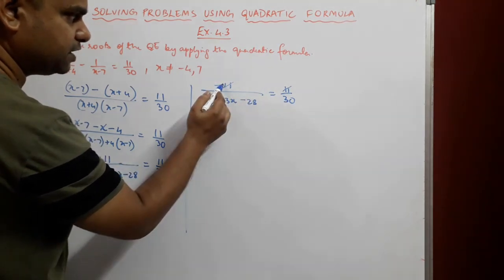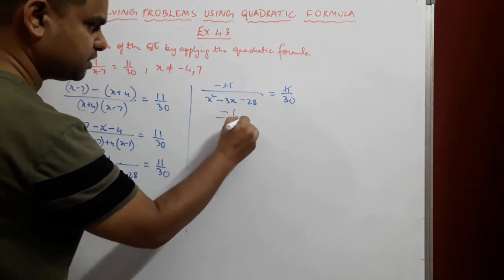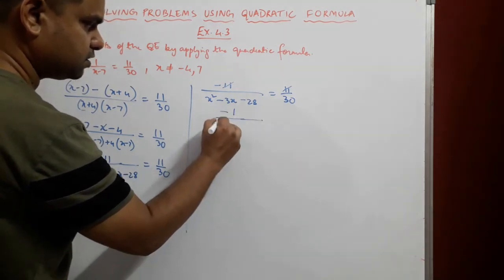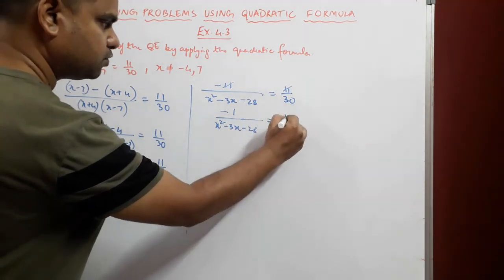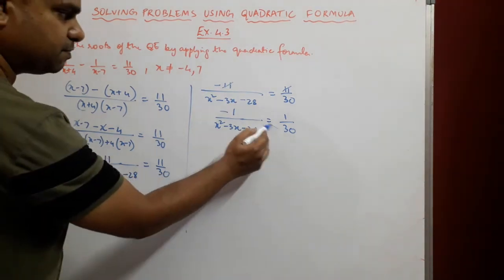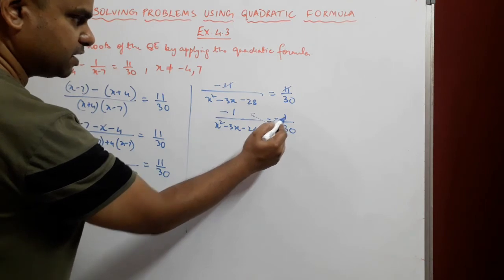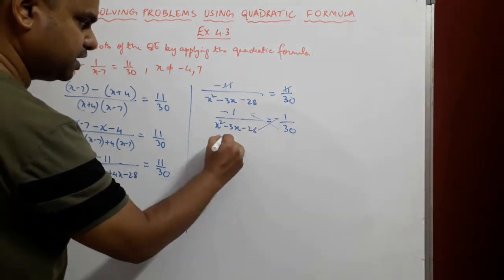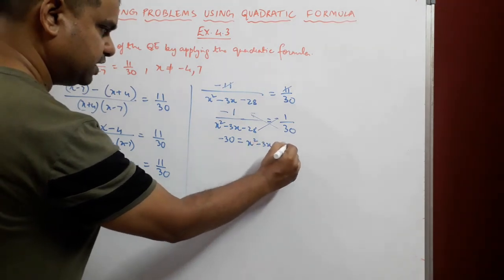30 will multiply into 1, which will remain over here. So just for your sake, I'll put it as minus 1 whole thing upon x square minus 3x minus 28 equal to 1 upon 30. Now 30 will multiply here, and this entire quadratic equation will multiply with this one. So we get minus 30 equal to x square minus 3x minus 28.